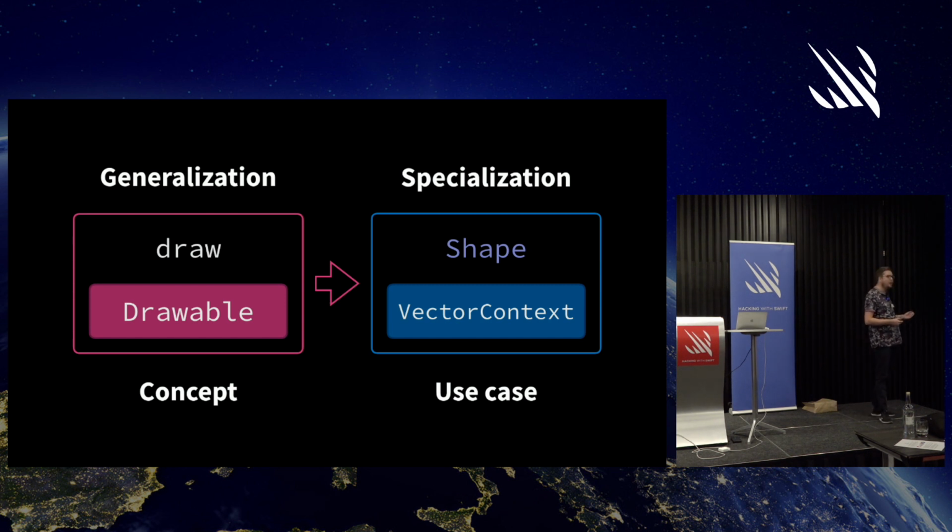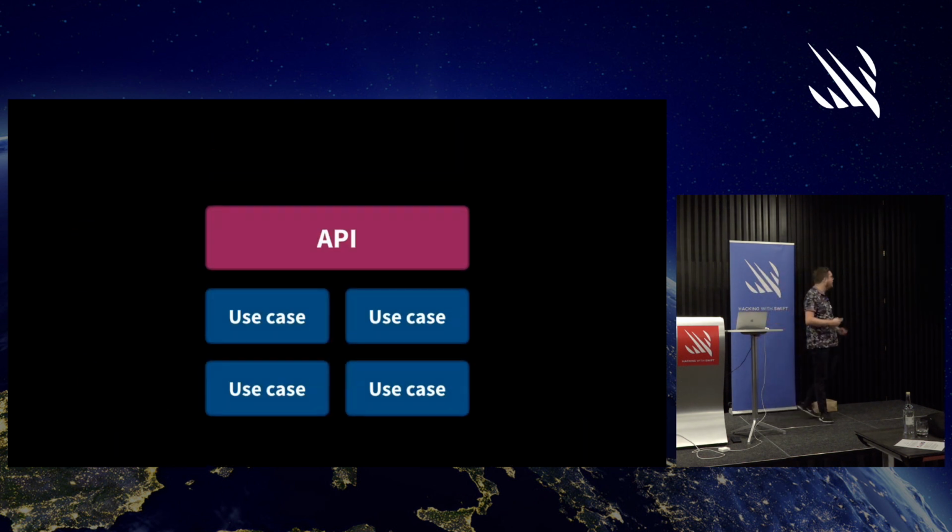Now this gives us the power of having a generalized concept which doesn't make any assumptions about what kind of drawing it's doing, but at the same time it gives us the flexibility to implement as many drawables as we want, because it's a protocol and it's completely generic. So another way of looking at what we've essentially done here is that we've taken a bunch of different use cases, like drawing images, texts, shapes, etc., and we've built a common shared API on top of that.